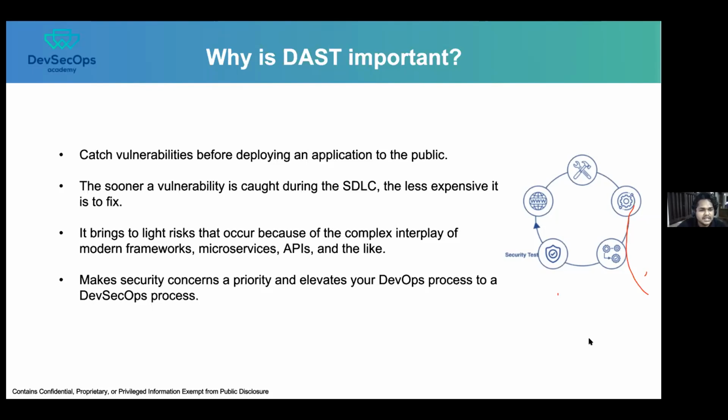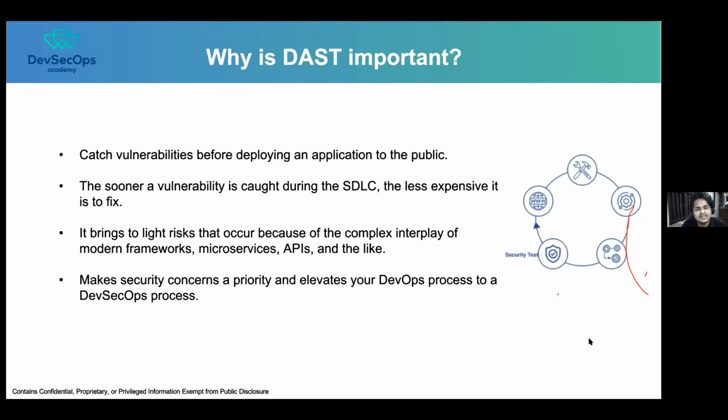Then the last and most important point: make security concerns a priority and elevate your DevOps process to a DevSecOps process. We all know DevOps is about integrating developers with operations, so deployment and other things are automated. To make it secure, we need to implement DAST and secure practices in the DevOps pipeline itself. Only then does the DevOps process change to a DevSecOps process.